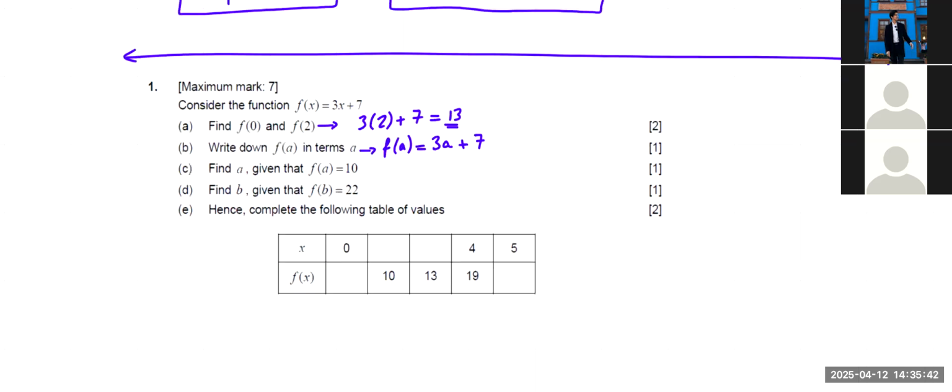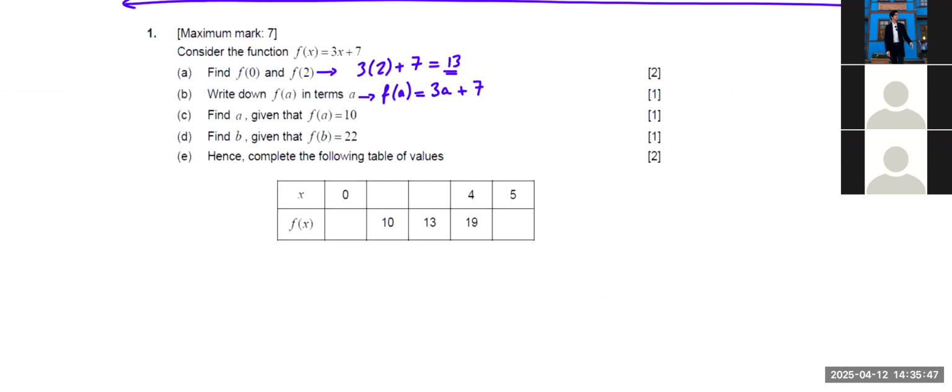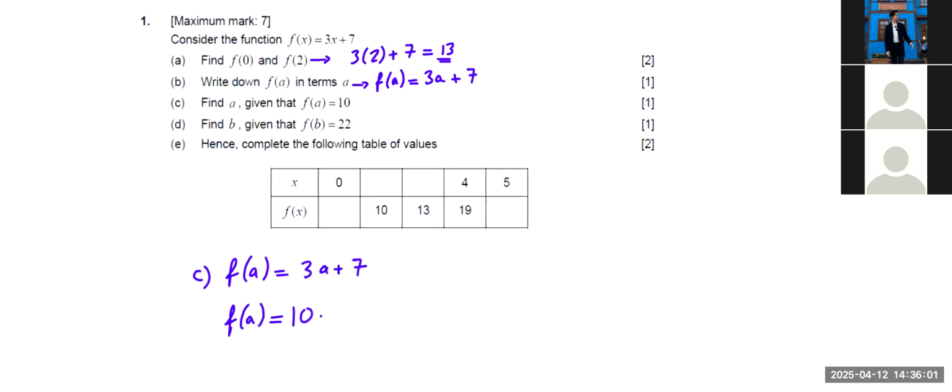Okay, next up. Now you see it says find a if I tell you that f of a is equal to 10. What do you think we should do now? So we know what f of a is. F of a is 3a plus 7. But they're saying f of a equals 10. Amy, what do you think I will do now? Um, should you put 10 in place of a? No. That would look like f of 10. They're not saying that. They're saying f of a is equal to 10. So this whole thing equals 10 basically is what they're saying.